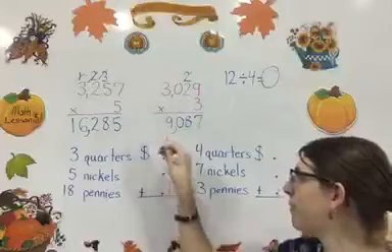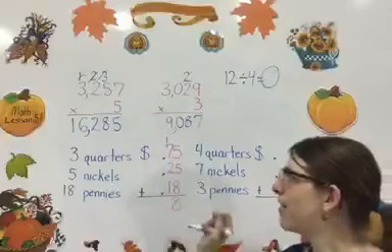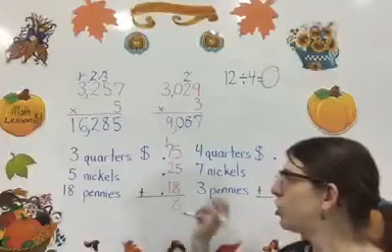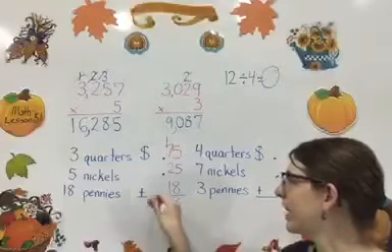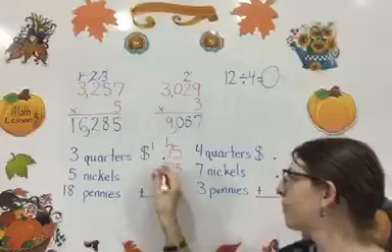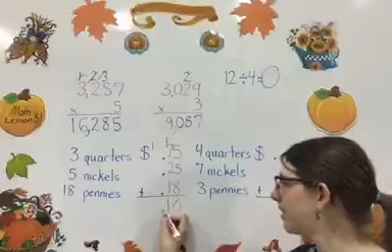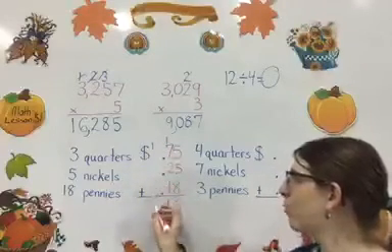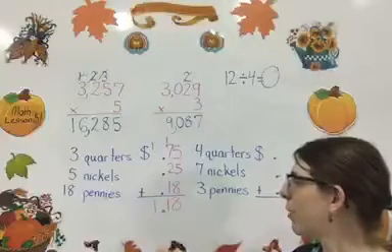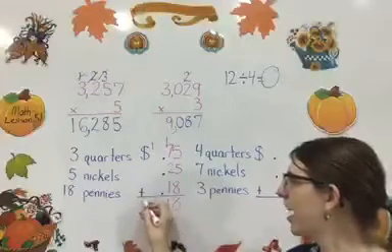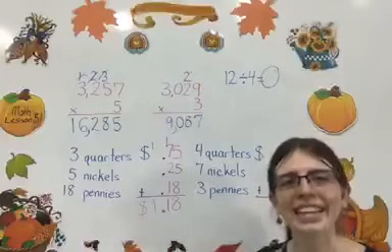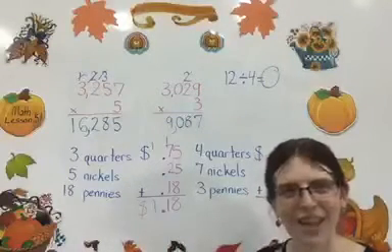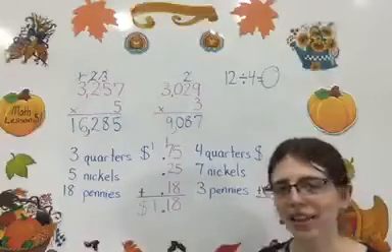Carry my 1. 1 plus 7 is 8, plus 2 is 10, plus 1 is 11. Carry my 1. Bring down my decimal point. There's nothing to add 1 to, so I just bring down my 1 and dollar sign at the end. $1.18. Okay, let's do letter B together.